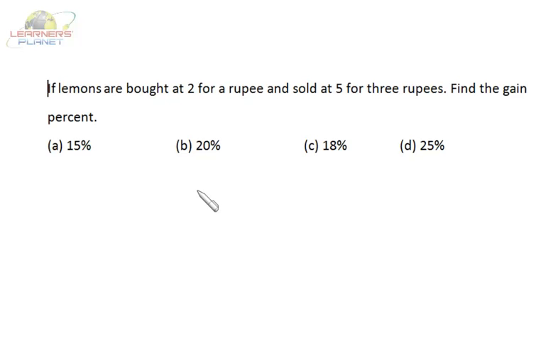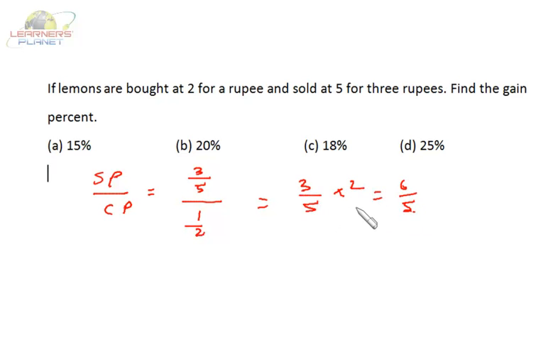If lemons are bought at 2 for a rupee and sold at 5 for 3 rupees, find the gain percent. Further, we can calculate the SP and CP ratio. What will be the selling price? It is 3 by 5. SP by CP is equal to 3 by 5 divided by cost price, that is 1 by 2. Okay. Then it is 3 by 5 into 2, that is 6 by 5. Okay, that means selling price is 6 by 5 times of cost price.